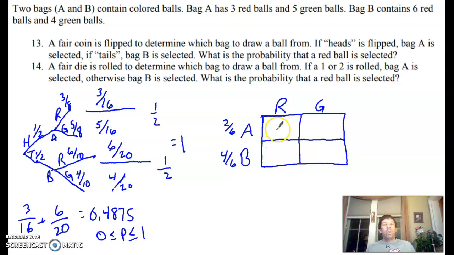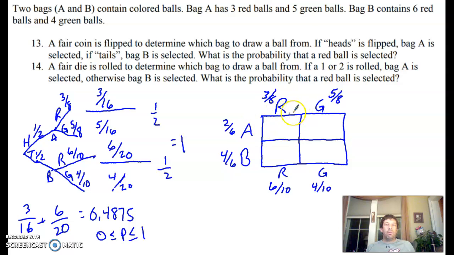Okay, now for bag A, that has 3 red and 5 green, so 3/8 or 5/8. For bag B, though, I'm going to have to put this down here because it's a little bit different. For bag B, it has 6 red and 4 green, so 6 out of the 10 are red, 4 out of the 10 are green. Okay. Now we want to know the probability that a red ball is selected. So a red ball would be one of these two boxes on the left. So those are the only two we need to worry about.